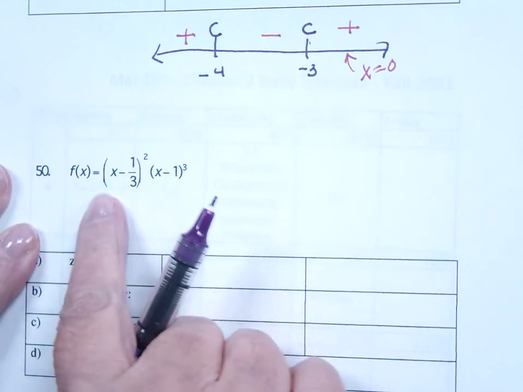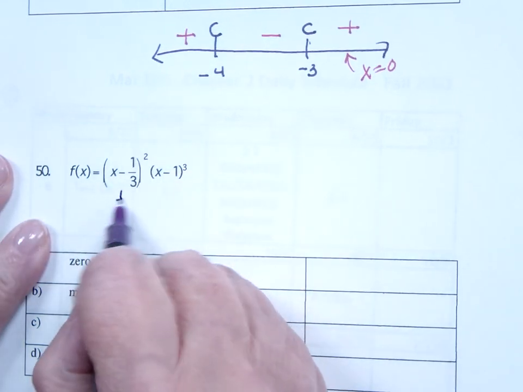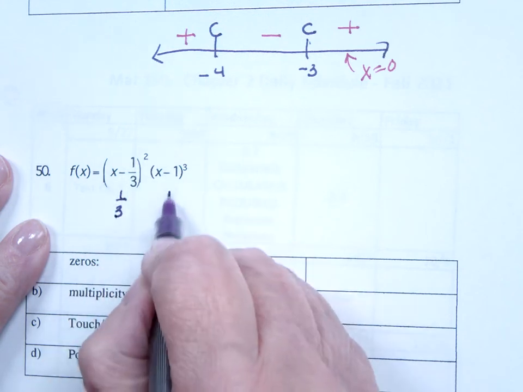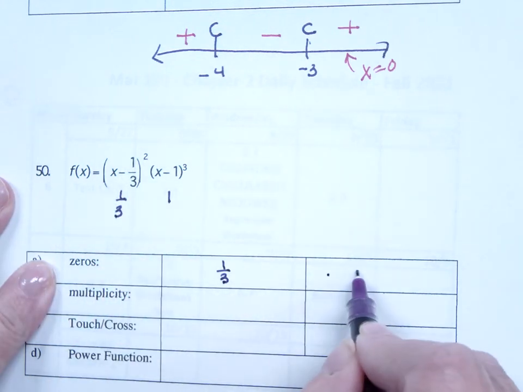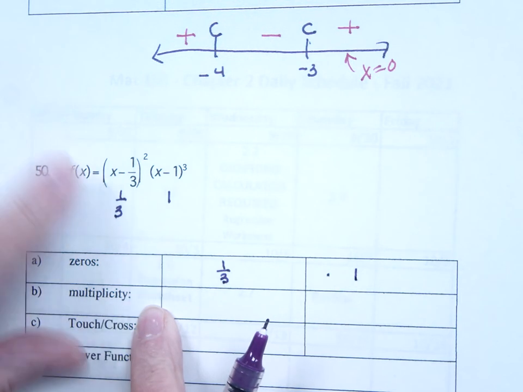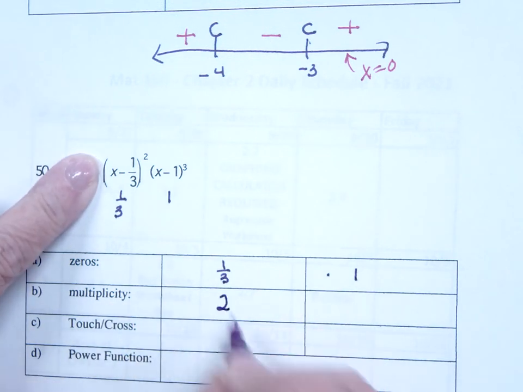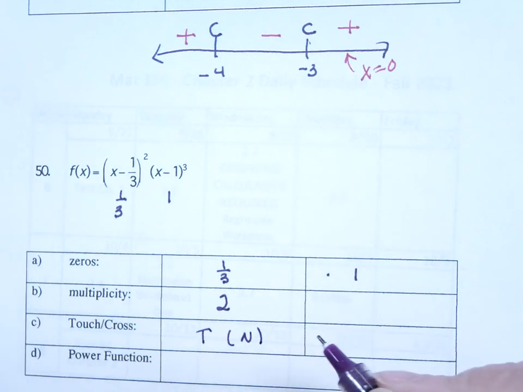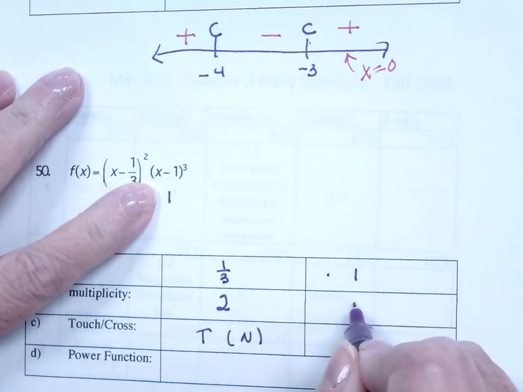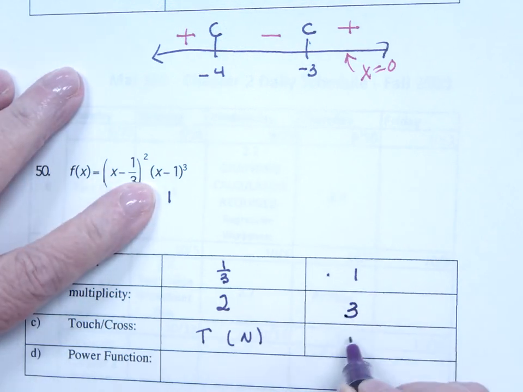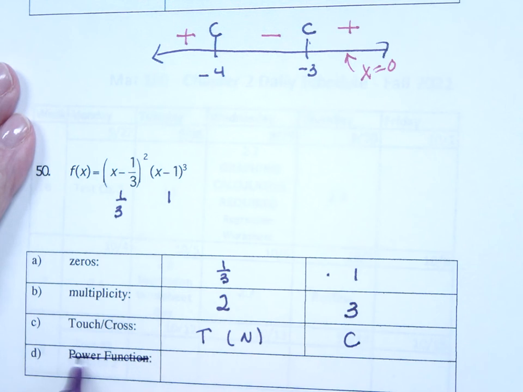So now we look at this guy. Well, this is 1/3. This is 1. So the zeros are 1/3 and 1. The multiplicity of 1/3 is 2. Touch or cross? Touch. So that means there's no change. So negative stays negative, positive stays positive. 1, what's the multiplicity? 3. Touch or cross? Cross. And again, we don't need the power function for this class.